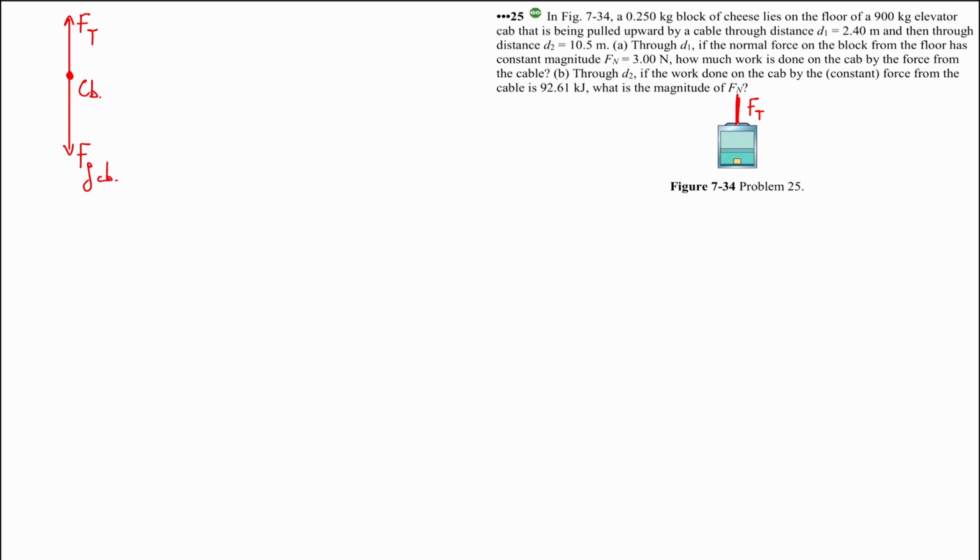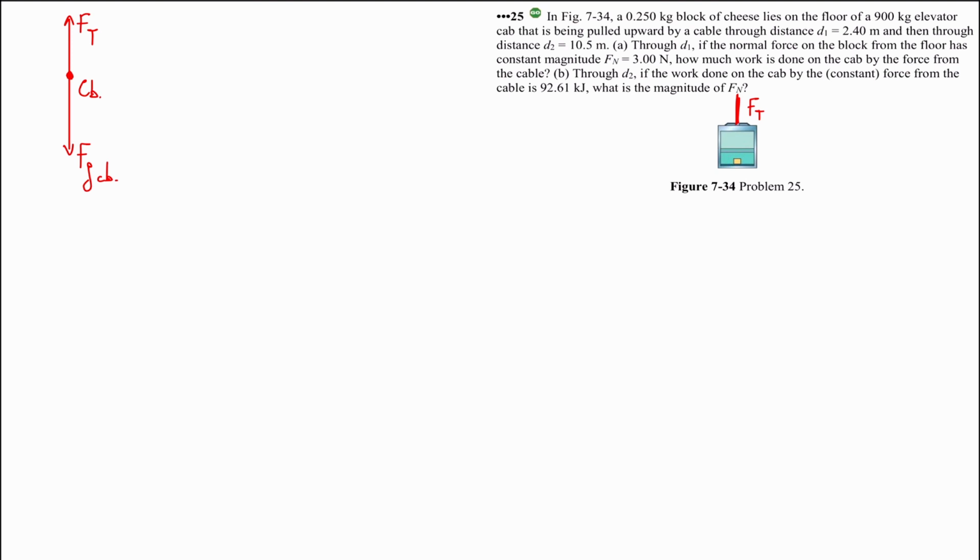Now, since we're told that the cab is moving up, we know that there must be some acceleration. Since we don't know what it is exactly, we're going to have a placeholder for that. We cannot assume it's zero until we have enough information.